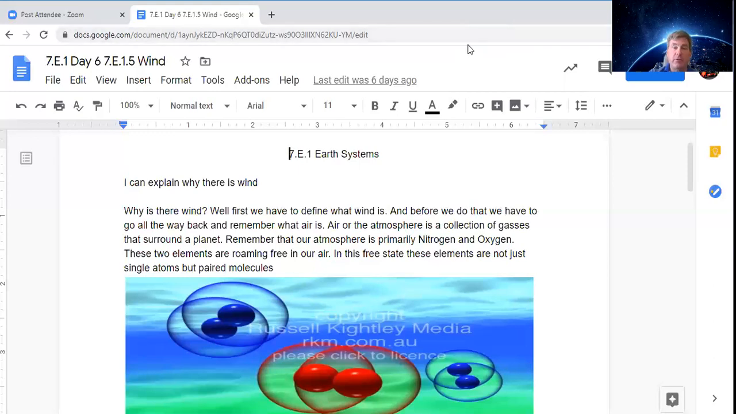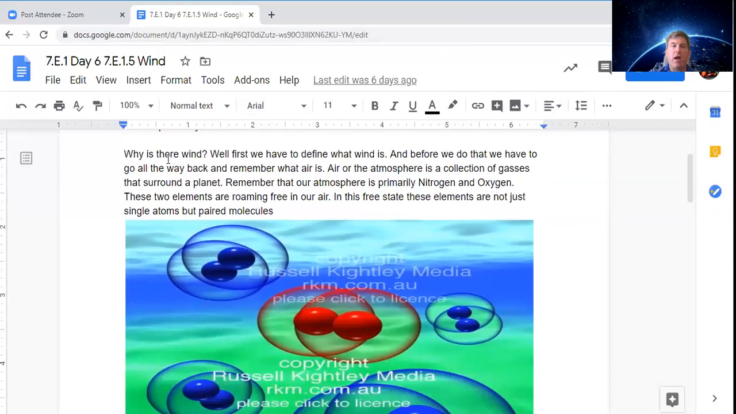But anyway, lots of interesting things going on, and we continue along with our Earth Systems unit. So today, ours says, I can explain why there is wind. And of course, well, of course there's wind. When you go outside, there's wind. But guess what? There is a reason that we have wind when we go outside. So as we start off here, it says, why is there wind?